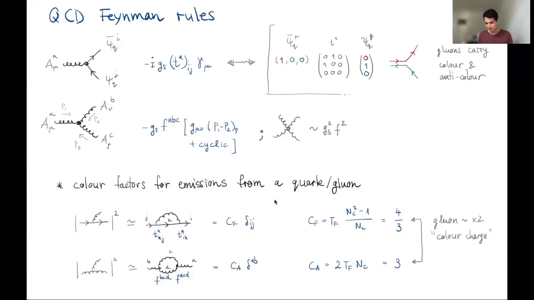So here, just by looking at the color factor, first of all, I should note that, as you would hope or expect, color is conserved. Another point is that just looking at the numerical values, the gluon has almost twice as much color charge as the quark, which I guess is not so surprising considering that we have this picture up here where the gluon carries color and anti-color.